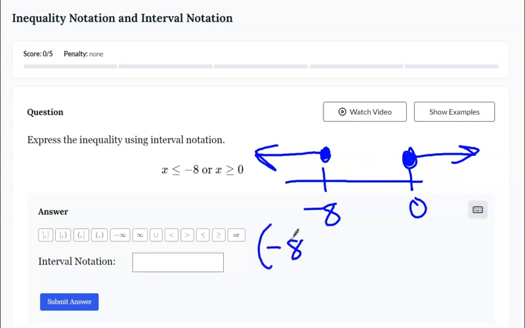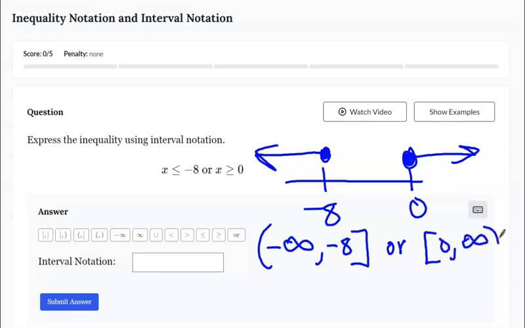So I'm either negative infinity to negative 8, or 0 to positive infinity. All right, so I have to have an or in the middle. You have that option here, but they ask you to write it in interval notation. So my first one is parentheses and bracket, negative infinity to negative 8, or bracket parens 0 to positive infinity.